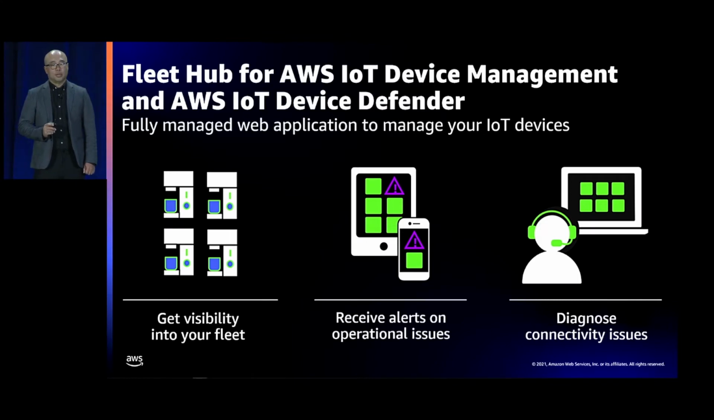Best practice from our customers who use fleet indexing and FleetHub is that more technical people can set up fleet indexing and job templates in AWS IoT Console, so that less technical folks can focus on their operational issues, such as troubleshooting, monitoring, or deploying updates through FleetHub.